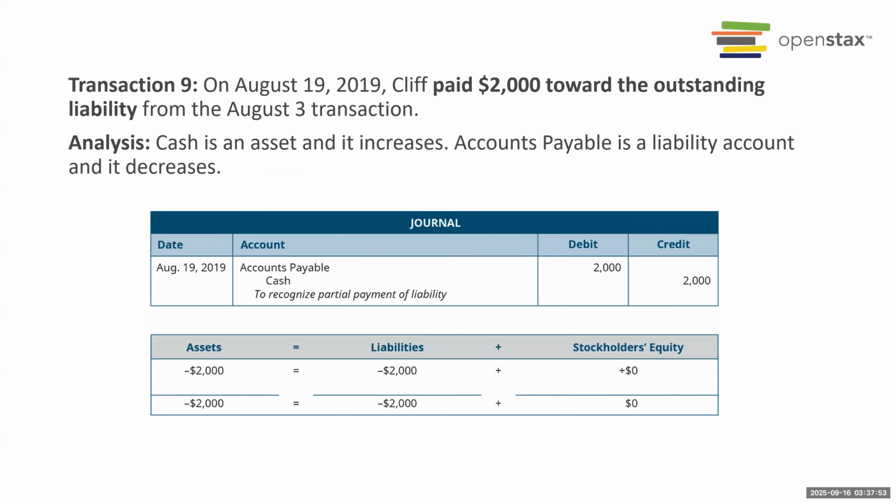Cliff paid $2,000 towards his outstanding liability. Accounts payable is debited $2,000 and cash is credited $2,000. Assets decrease by $2,000 and liabilities decrease by $2,000.